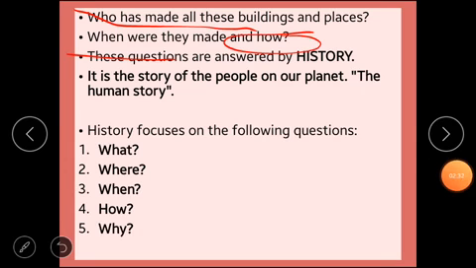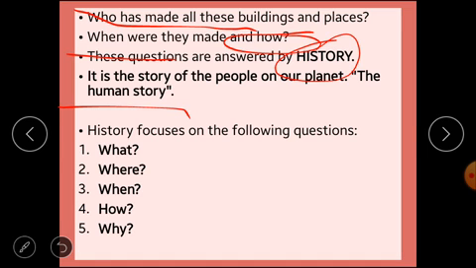All of these questions that arise in our mind are answered by history. It helps us to understand everything that is present around us. It is the story of the people on our planet, the human story. How early humans used to live, what things did they use for their survival, and what more had happened with them. History answers all of these questions.